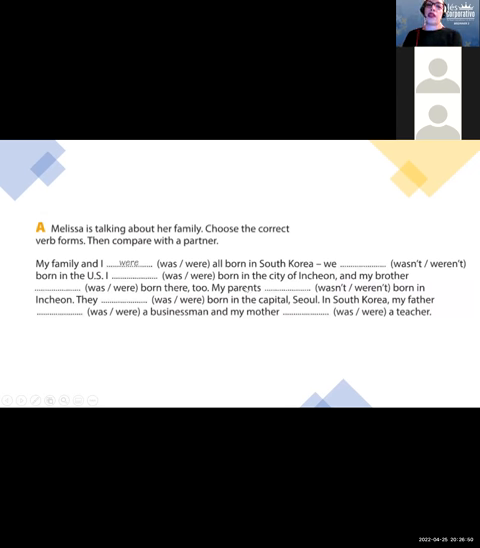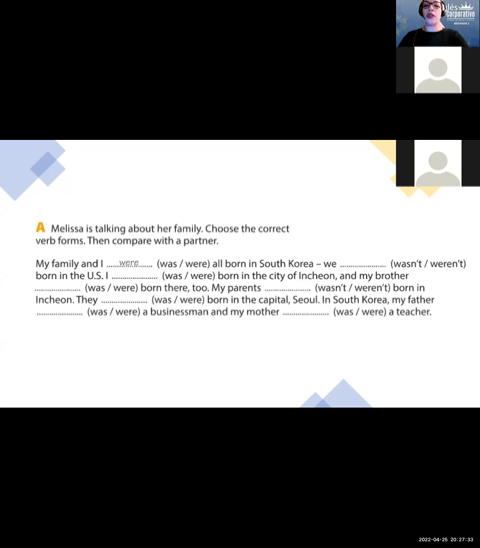Ahora, el ejercicio que tenemos acá es completar escogiendo la forma correcta de los verbos que tenemos en paréntesis. So, the first one, it says my family and I, y dice was y were. Utilizamos were porque se está refiriendo a nosotros. My family and I were all born in South Korea. We, y tenemos la opción wasn't y weren't. ¿Cuál sería la apropiada? Weren't. We weren't born in the US. Entonces, les voy a dar tiempito para que sigan con lo demás y luego chequeamos.